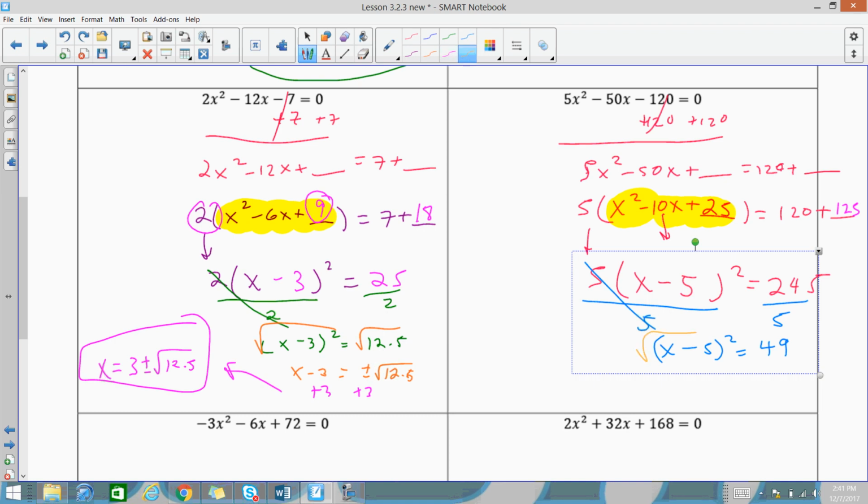Take the square root, and you get x minus 5 equals plus or minus 7. Add 5, and you're going to get two real numbers here. I'm going to put them over here. x equals, so positive 7 plus 5 is 12. Negative 7 plus 5 is negative 2.